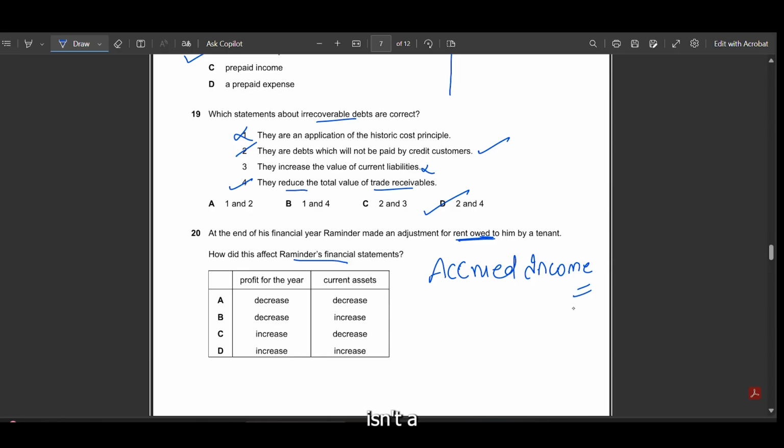Okay. Now always remember, accrued income is nothing but a current asset. So in this case, current asset will increase and profit of the year also will increase. So D is the right option in this category.